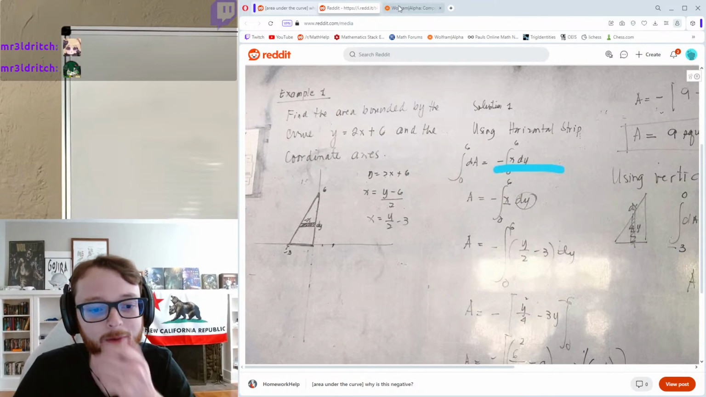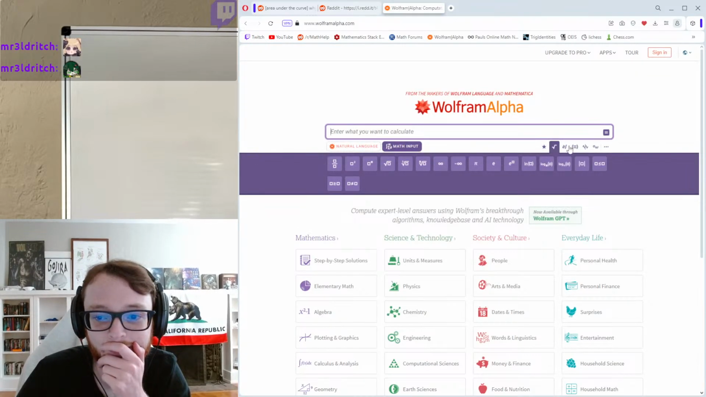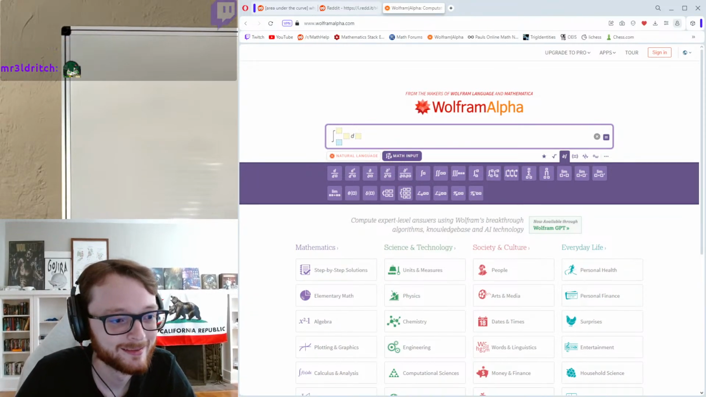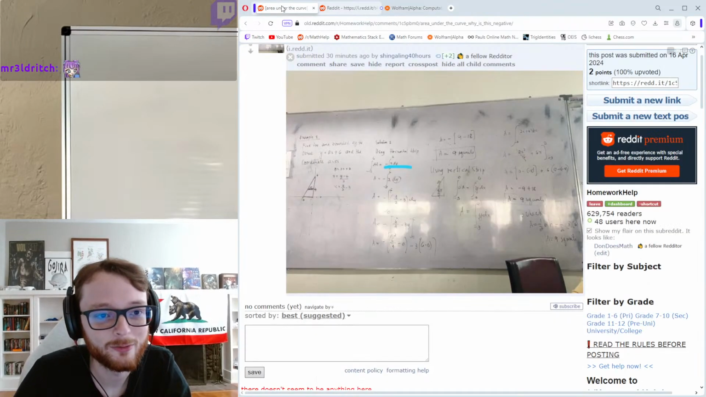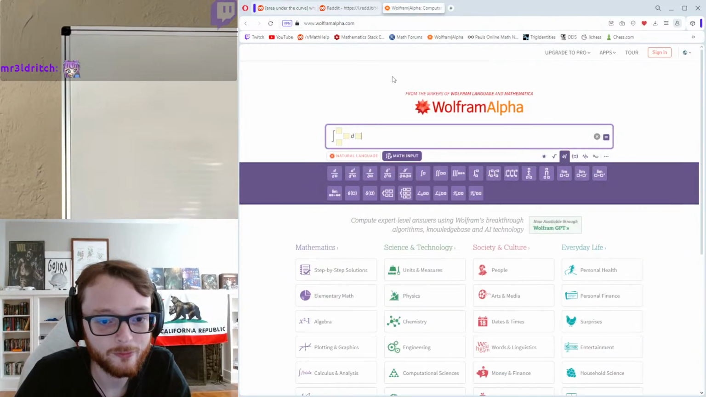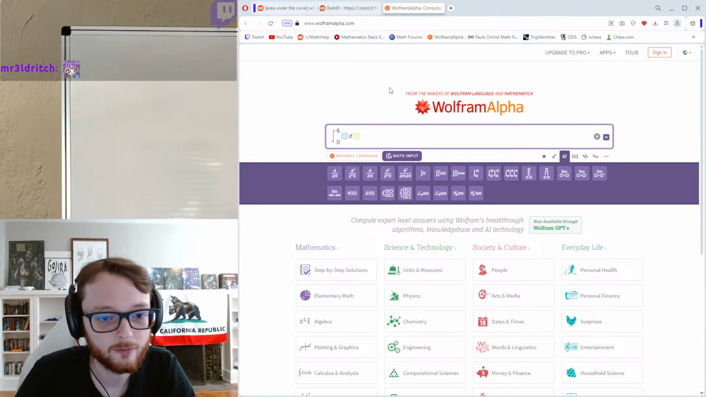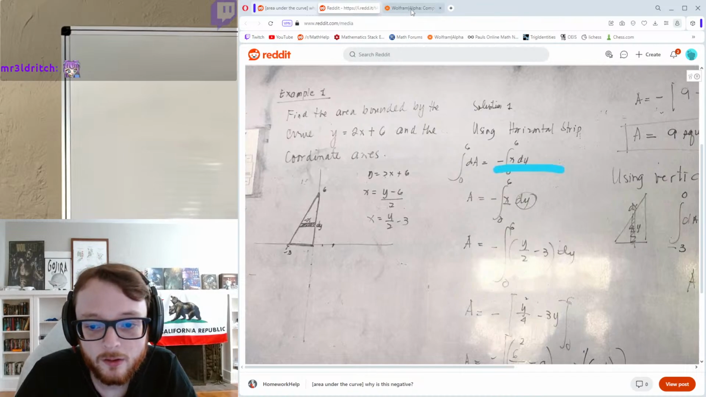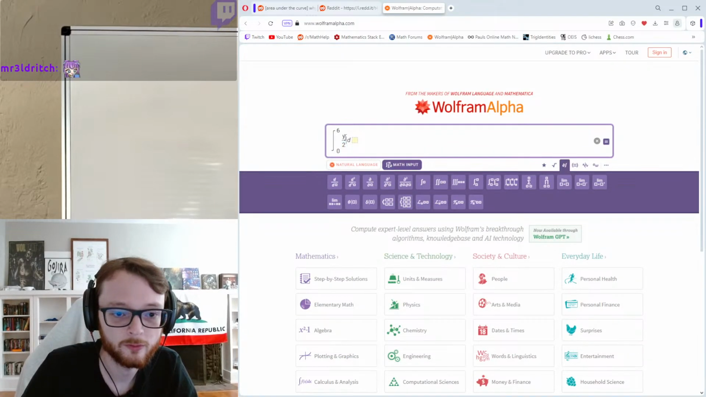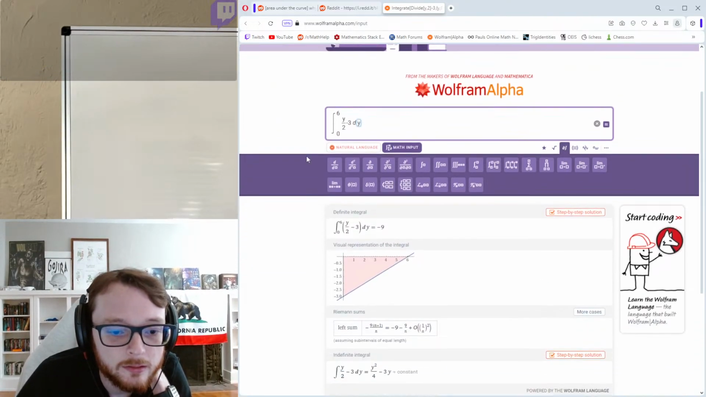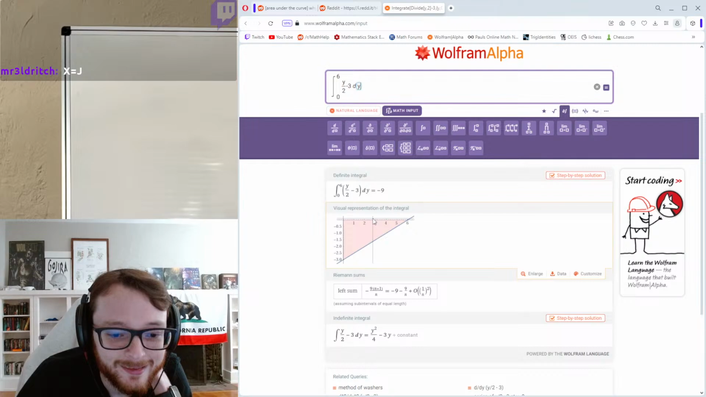Let's confirm this in Wolfram that we do get a negative area. That's weird. The integral is -3 to 0 for what? No, 0 to 6. Y over 2 minus 3 dy. Oh, they're taking y as a horizontal axis here. You do get -9 though.